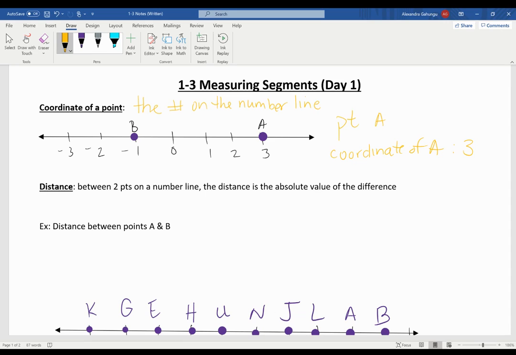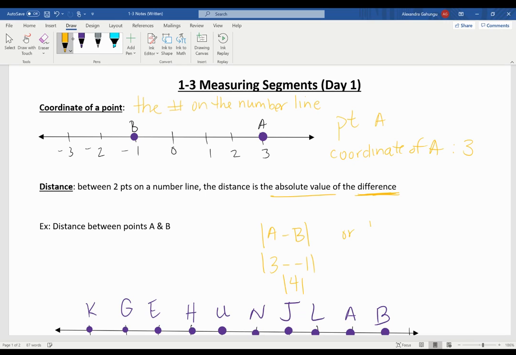And we're also going to look at the distance between these 2 points on a number line. So the distance is the absolute value of the difference. Algebraically, that's what we're going to look at. So points A and B, if we're looking at the distance, we want to find the difference between those two and subtract, because that's what the difference means. So I take 3 minus -1. So negative and negative gives me a positive, so it's 4.